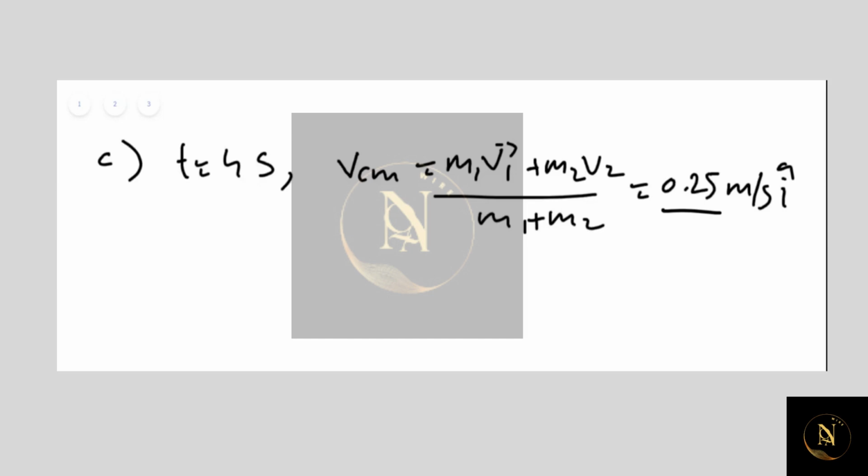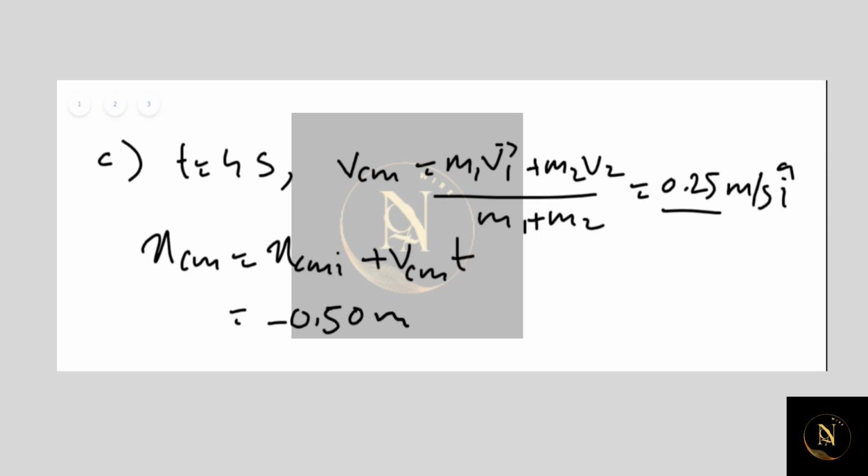Then we can write x center of mass will be x center of mass initial plus v center of mass that we just found times t. Then substituting values, minus 0.5 meter initial plus 0.25 times 4 seconds. At 4 seconds, then we have the center of mass at plus 0.50 meter.